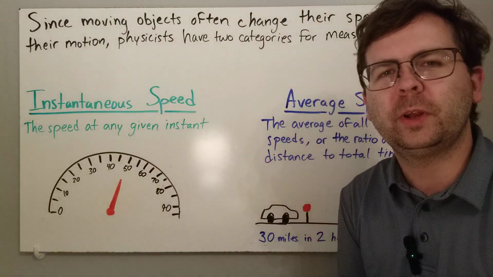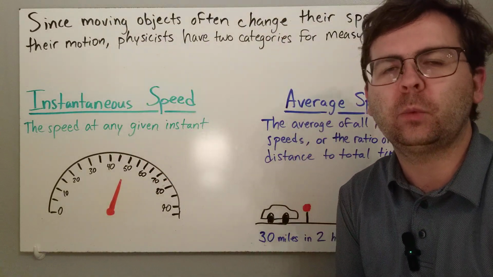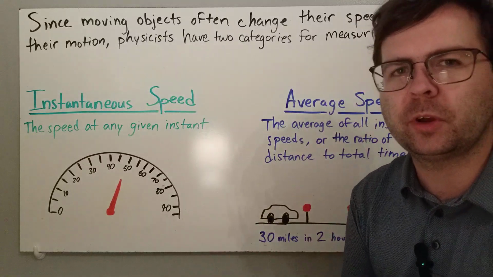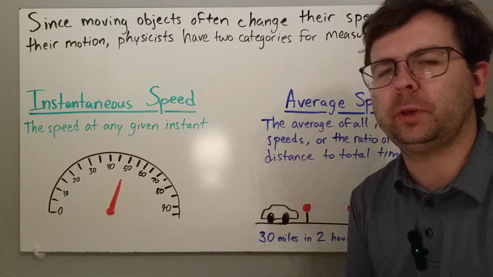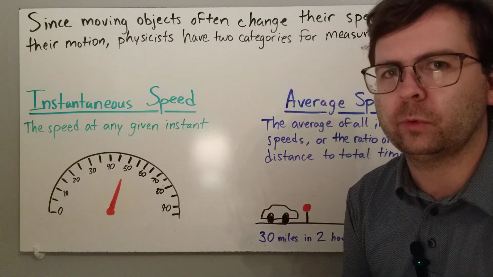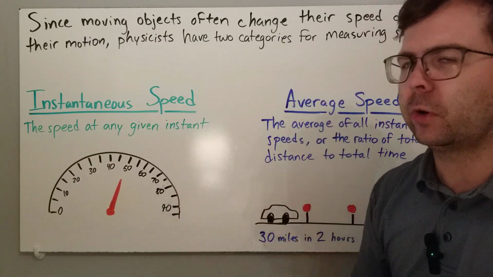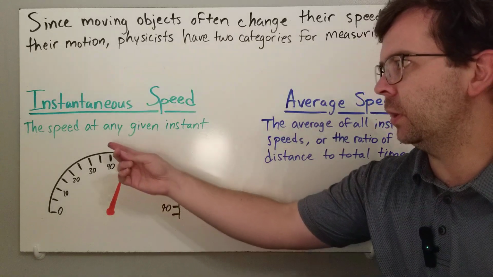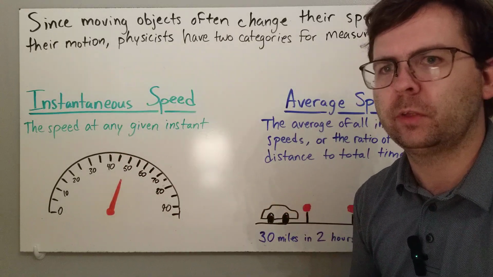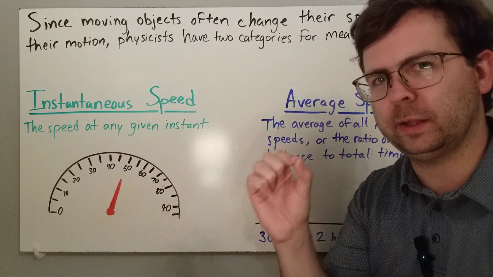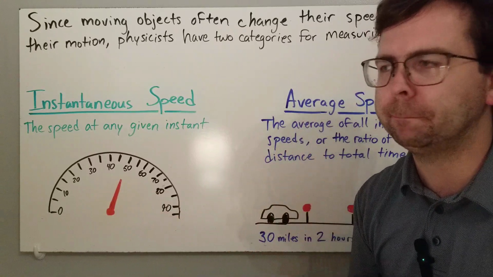Hi, this video is about speed and how we measure speed in physics. Since moving objects are usually changing their speeds throughout their motion, physicists have two categories for measuring speed. One is called instantaneous speed, and this speed is the speed at any given instant. Think of a speedometer. It tells you how fast you're going in that instant or in that moment of time.